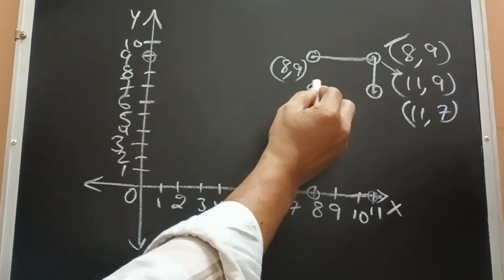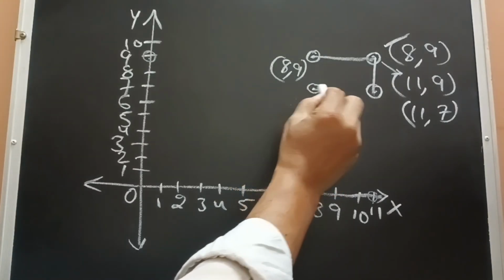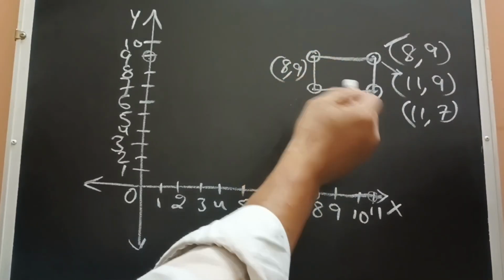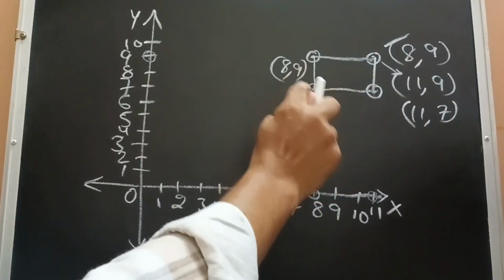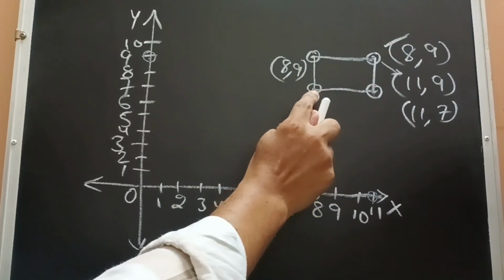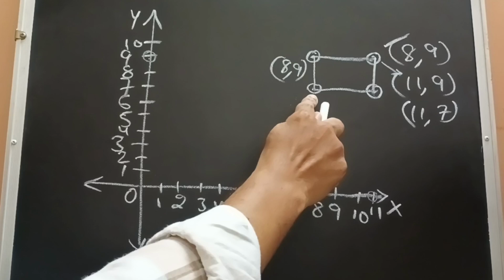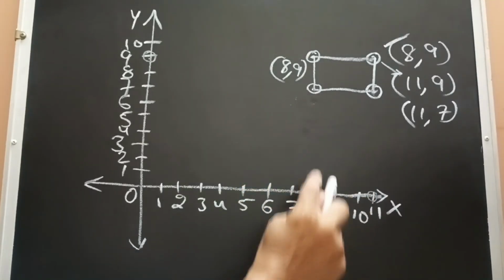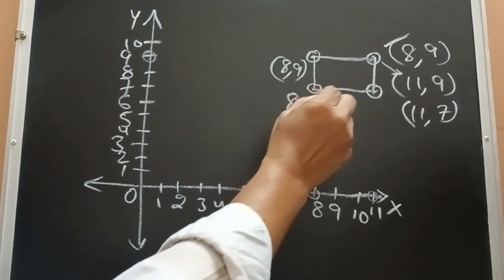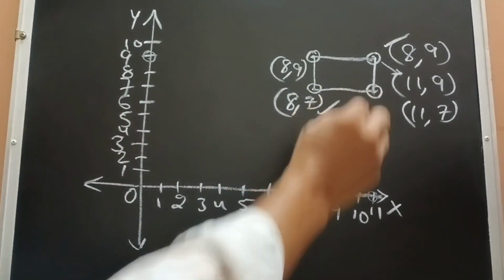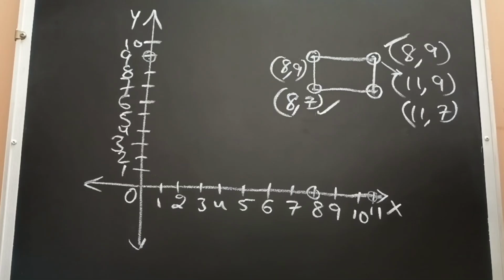It should be here, because for the table to be formed like this, it should be in the form of a rectangle. Therefore, to be in the rectangular shape, the fourth foot will be here. So what is that? It is 8 comma 7. So this is the fourth foot of the table.